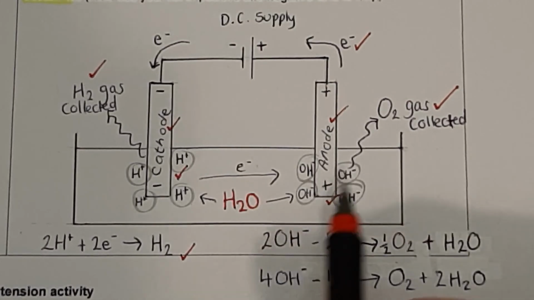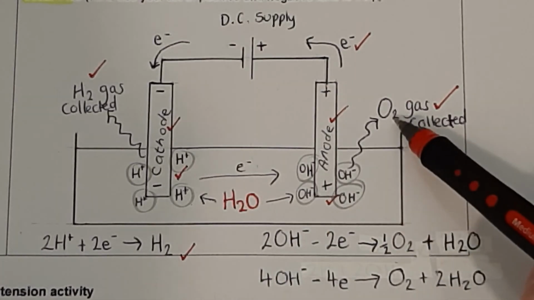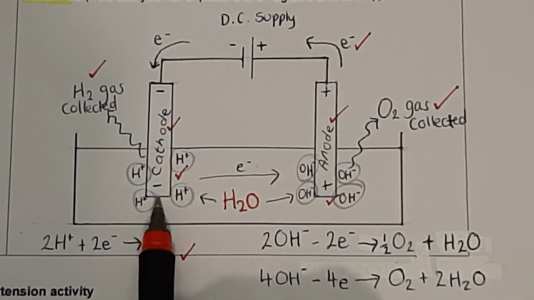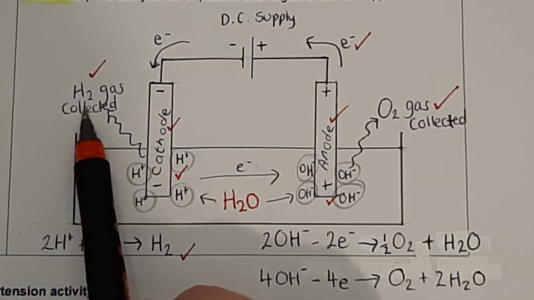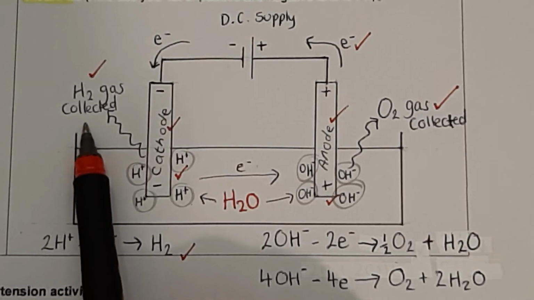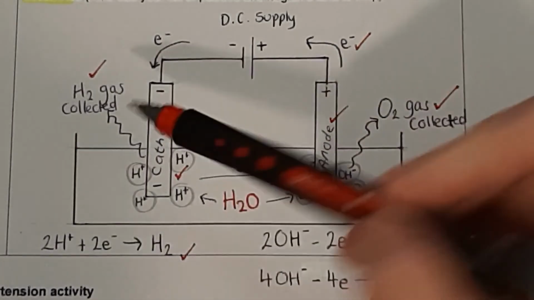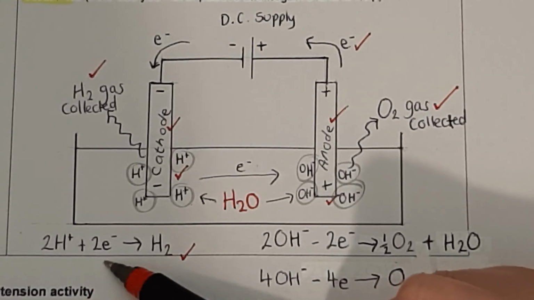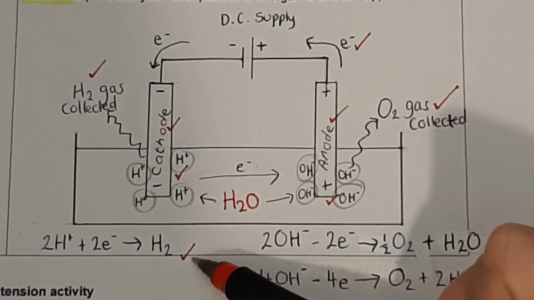So at the anode here, we'll have O2 gas being produced and collected, so tick that if you've got that right. And at the cathode here, we're going to form H2 hydrogen gas, which is also going to be collected, so tick that if you've also got that right. Now here at the cathode, we have 2 hydrogen ions plus 2 electrons turns into H2, so you can tick that if you got that right.